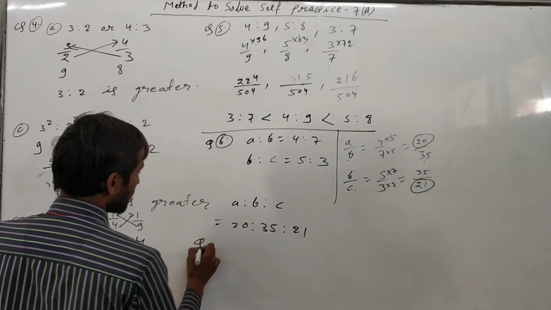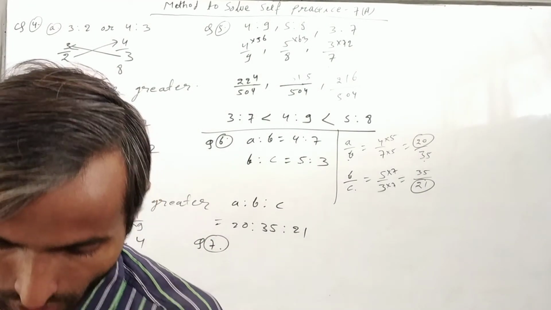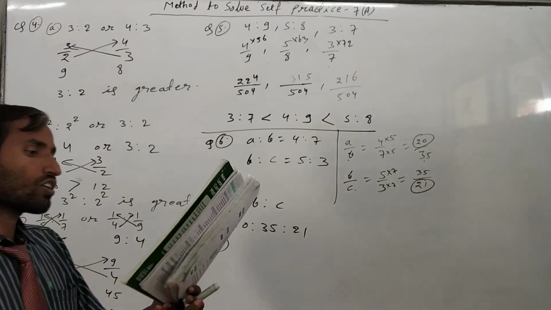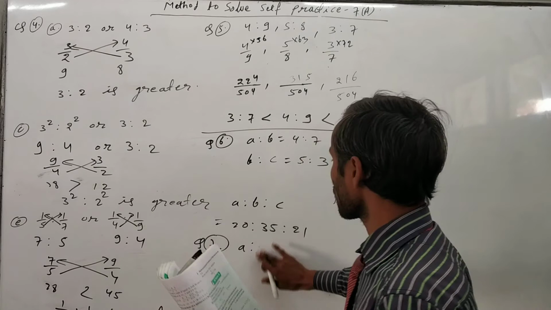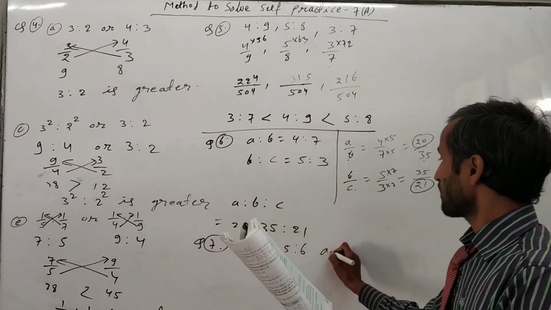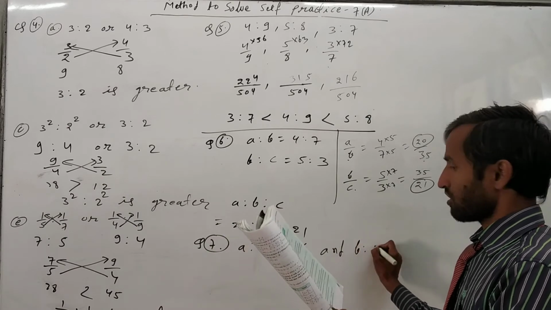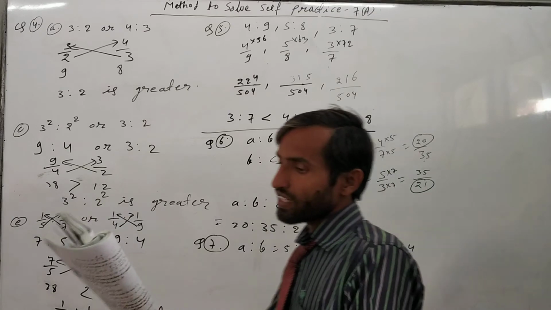Okay. Now question number 7. How do we have to do it? Here A is to B is equal to 5 is to 6, and B is to C is 9 is to 4. Now we have to find directly A is to C only.